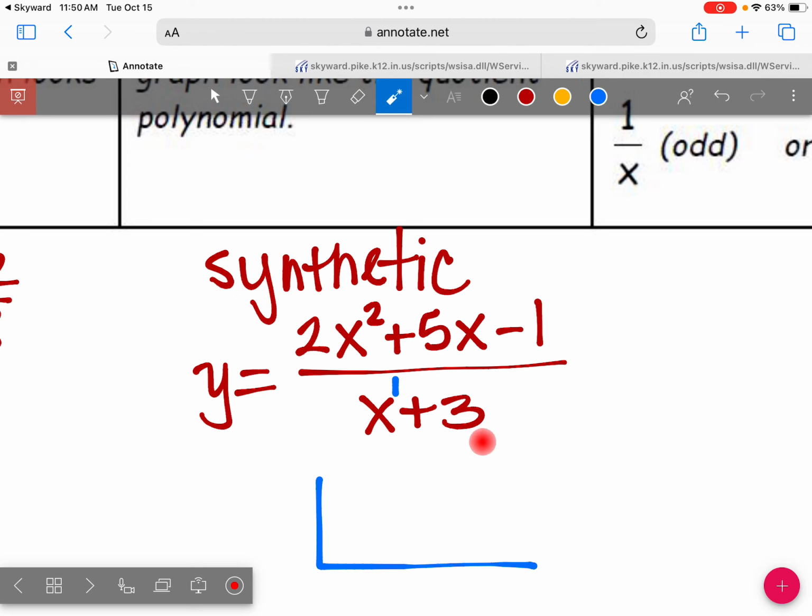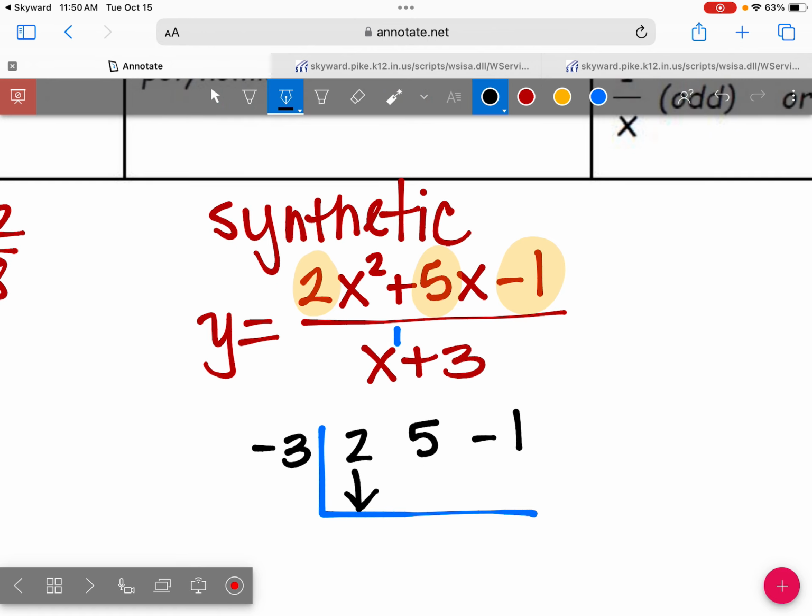I would figure out what this number is by setting it equal to 0. What do I get when I set this equal to 0? Negative 3. So that's the number that would go outside. And then my A, B, and C, and you really just need A and B, but I'm going to list all of them, that would go across the top. You would bring down the first number, multiply, you get negative 6, add, you would get negative 1. And I'm going to stop there because that's the only two numbers you need.